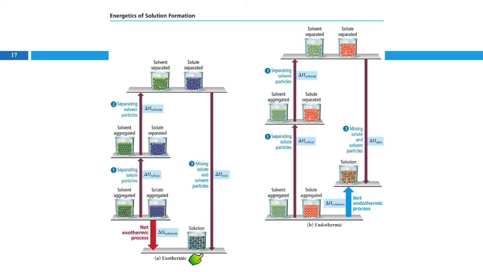So if this release of energy is greater than the sum of the first two steps, then this will be an exothermic process. But for some things, the sum of the first two steps of separating the individual particles requires more energy than the mixing releases, and so that is an endothermic process.